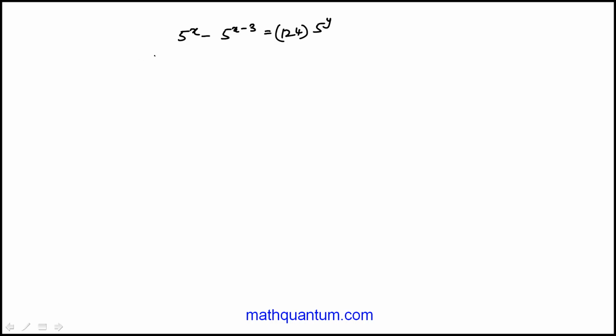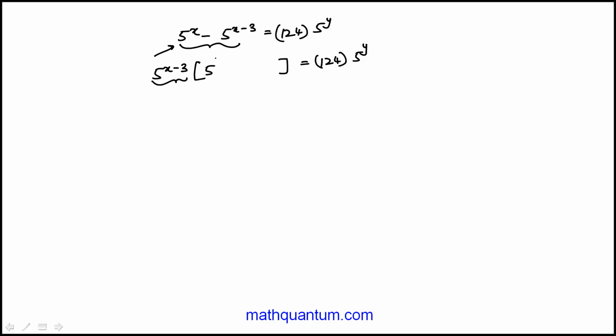So there are several ways to go about this question. The fastest is to factor 5 to the power of x minus 3. I know from experience almost no student actually does this, but you'll see that makes it really easy.